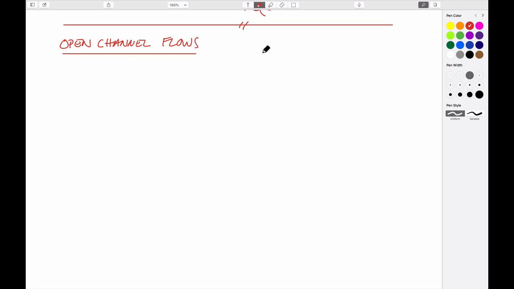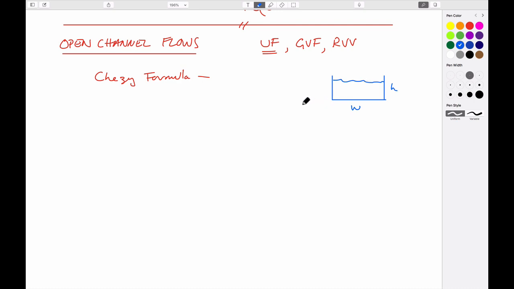And we have uniform flows, we have gradually varying flows and rapidly varying flows. If you look at uniform flows, then those are the Chézy formula, which allows you to calculate flows within straightforward channel shapes of some width and some height, for instance, or some different shape attached to that.